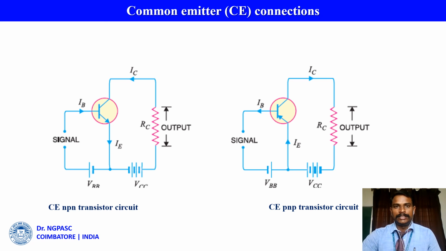Next, common emitter connections. In this diagram, the input is applied between base and emitter, and the output is taken from the collector and emitter. Here the emitter of the transistor is common to both input and output circuits, hence the name common emitter connections.